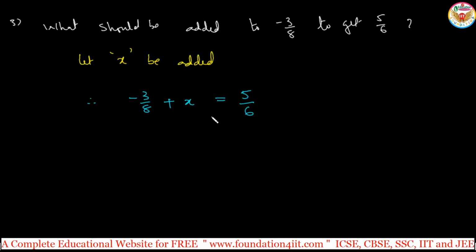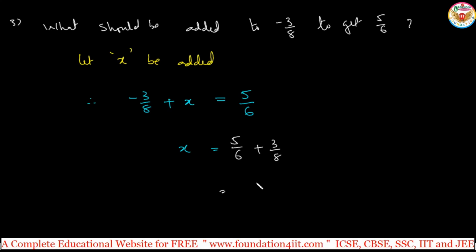Now this is the method to understand clearly what you have to subtract or add. You assume some letter, a or x, that should be added or subtracted. Those types of questions. So plus x I took. Now using this, x is equal to minus 3 by 8; take it to the right side, that becomes plus 3 by 8. Transposing. That means the answer is 5 by 6 plus 3 by 8.